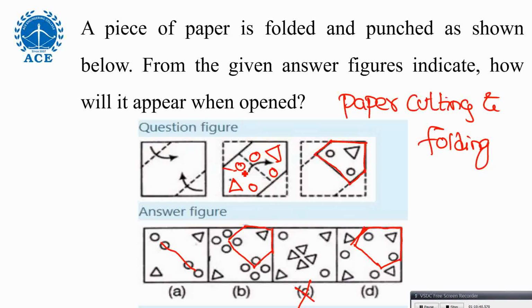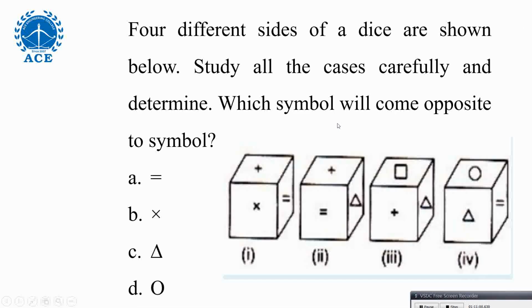Because see, that part will be up to here. The one which you folded will cover up to here. So here two circles, here two will be there. Here two and here two will be there. And here a triangle, here a triangle. Okay, that's the situation you can observe in B. Paper cutting, paper folding, you need to work on those concepts.